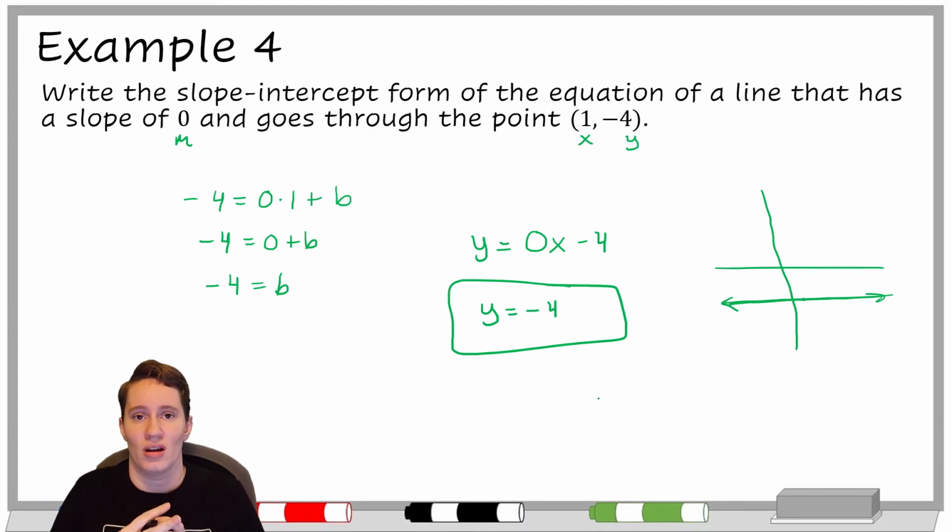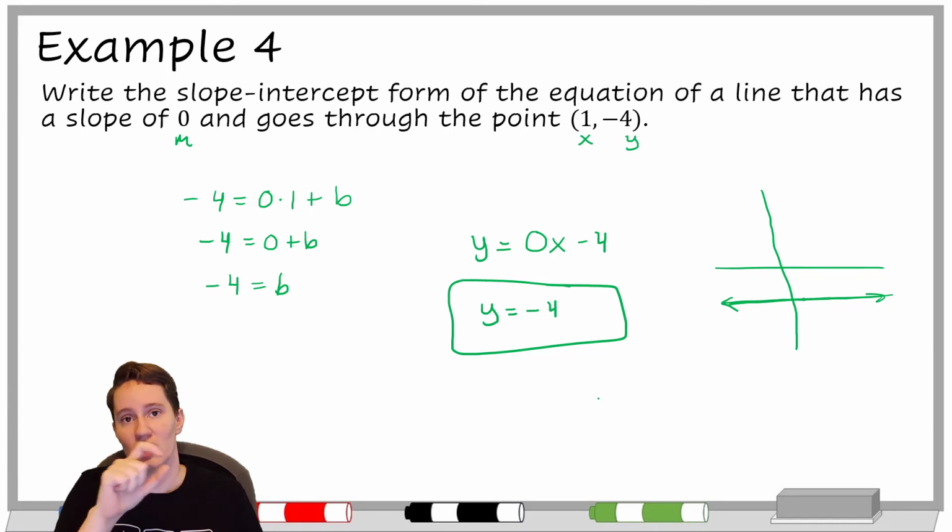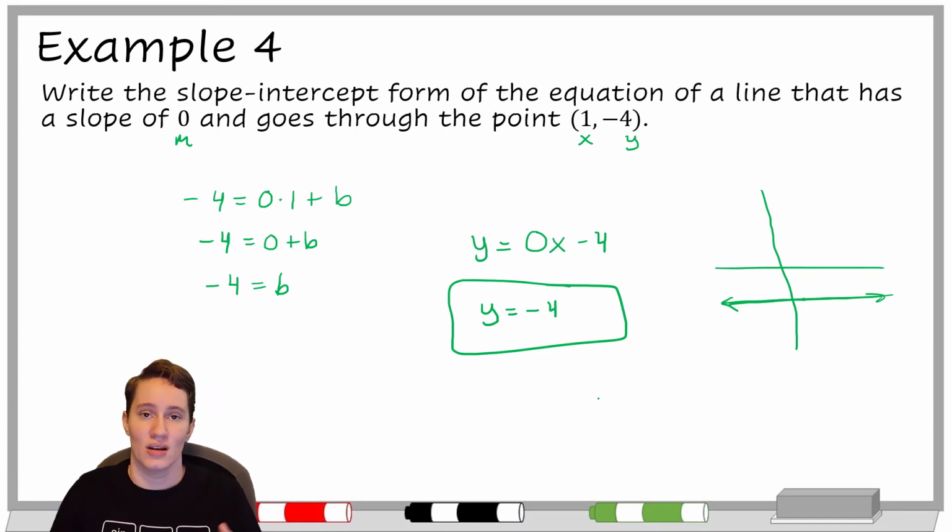So our conclusion to draw from this example is that if the slope is 0, our line is going to be y equals whatever the y value of the point is. That's what's going to tell us where our horizontal line is, which is pretty cool, that we can just skip all that work if we understand what's going on.